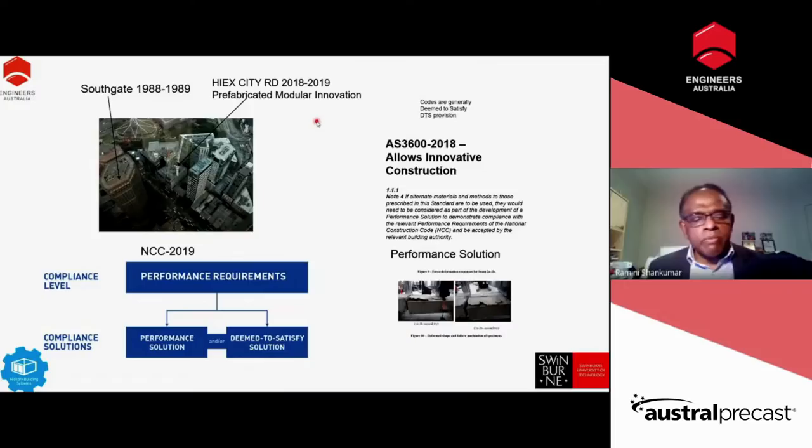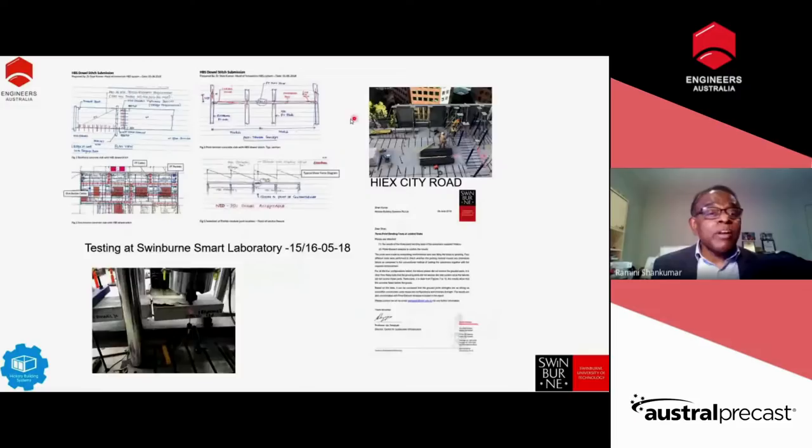And also AS 3727-2018 allows innovative construction. They have recognized that innovative construction has to go along. So with the performance solution now being accepted, you don't need to go to just the deemed-to-satisfy according to the code of practice, but you can do tests. So we have done tests. You've got to select your joints, very important, selecting where you have your joints. That is very critical because you don't want that joint to be stressed more than what you think. So you can do some tests and then you can do better jobs.